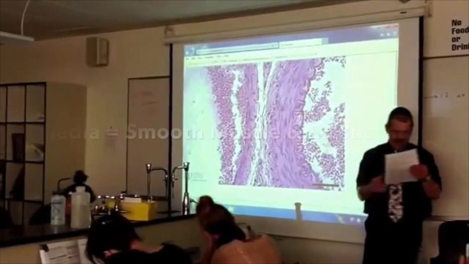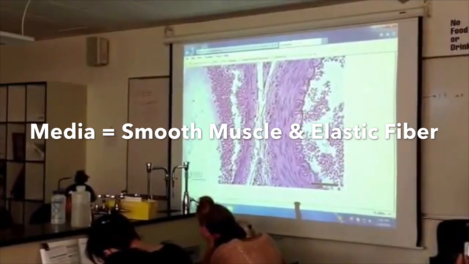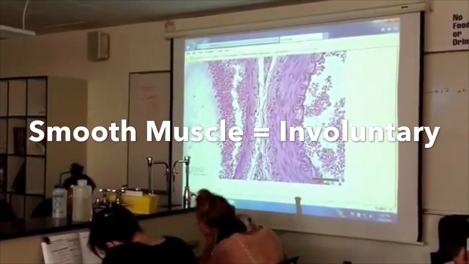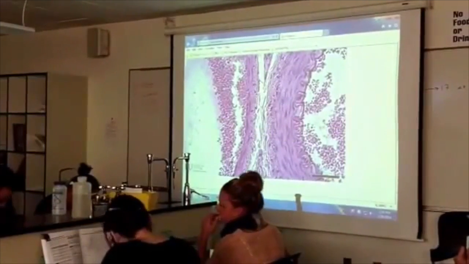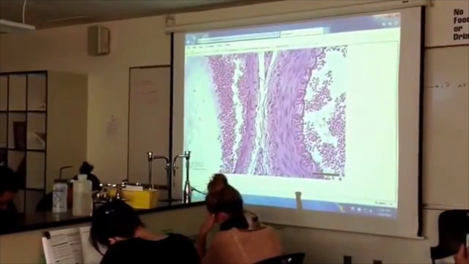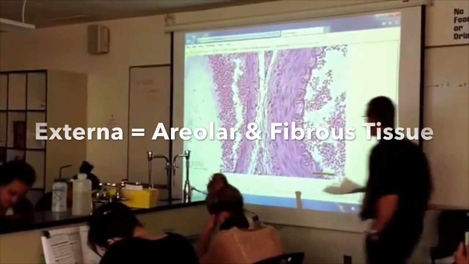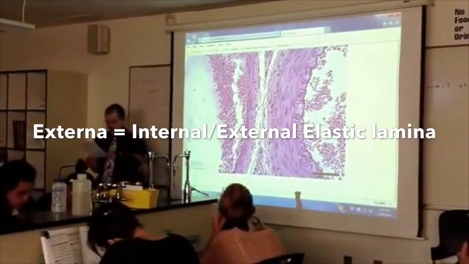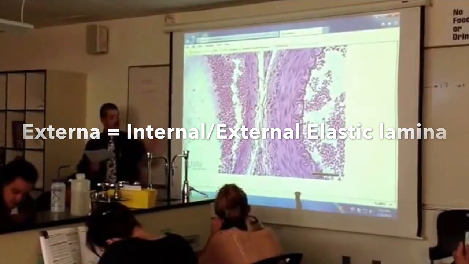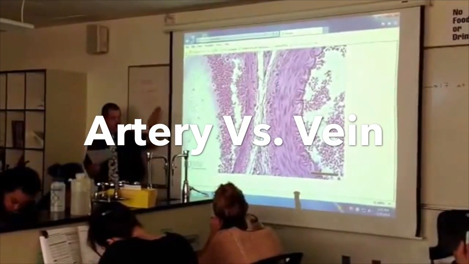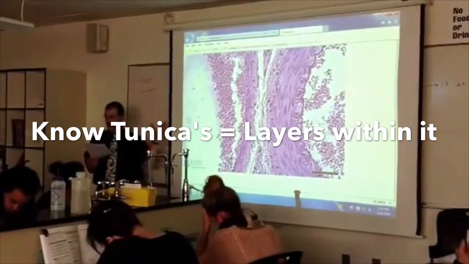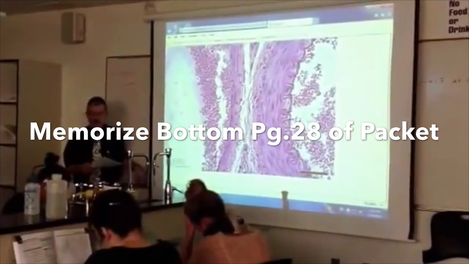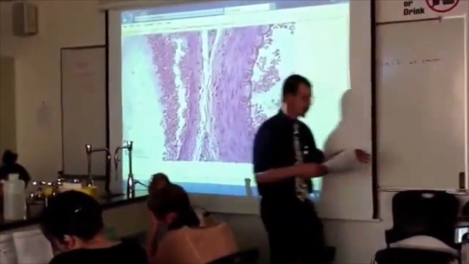What's my media made out of? Smooth muscle. How do we know it has to be smooth muscle? Because it's involuntary, right? So smooth muscle, visceral muscle, and there's some elastic fiber. What is my externa made out of? Areolar connective tissue, some fibrous connective tissue. So you're supposed to know on a slide: artery versus vein, the tunicas, and then the layers within them. You memorize the bottom of page 28, that's what you're going to do. It's pretty simple histology.